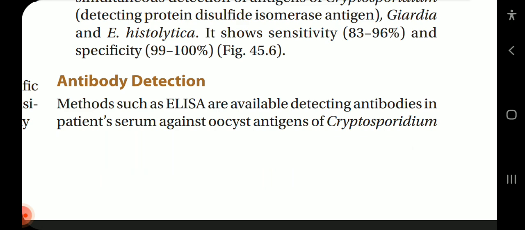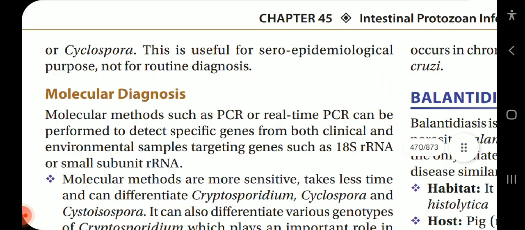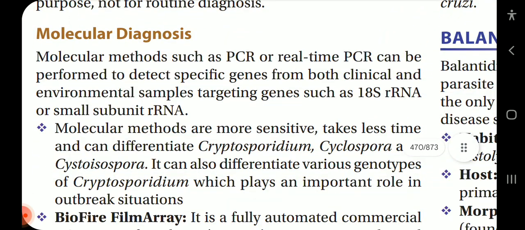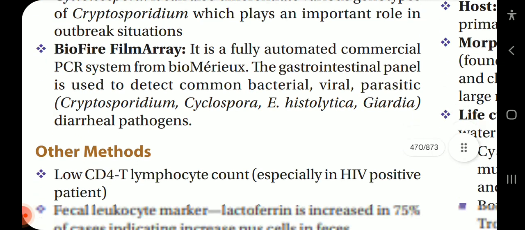Antibody detection: methods such as ELISA are available, detecting antibodies in the patient's serum against oocyst antigen of Cryptosporidium or Cyclospora. This is useful for seroepidemiological purposes, not for routine diagnosis. Now, molecular diagnosis. Molecular methods such as PCR or real-time PCR can be performed to detect specific genes from both clinical and environmental samples, targeting genes such as 18S rRNA or small subunit rRNA. Molecular methods are more sensitive, take less time, and can differentiate between Cryptosporidium, Cyclospora, and Cystoisospora. They can also differentiate various genotypes of Cryptosporidium, which play an important role in outbreak situations.